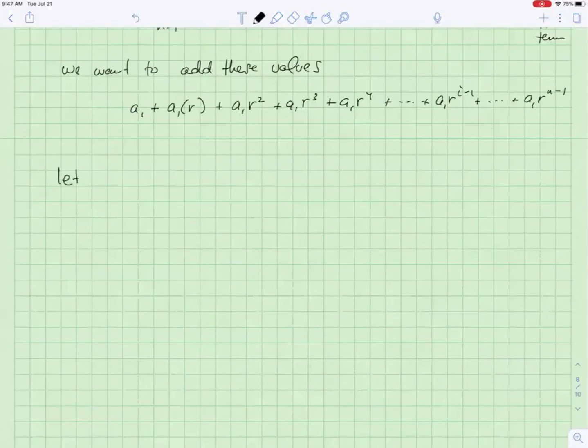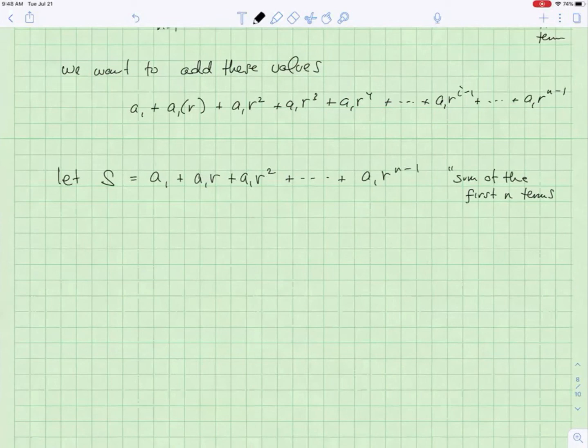So I'm going to let S equal the sum A1 plus A1R plus A1R squared plus dot dot dot all the way up to A1R to the n minus 1. This is the sum of all the terms, or the sum of the first n terms. Maybe n is 10, maybe n is 100. I don't know how many terms we have. We have n of them. And that's what that sum looks like.